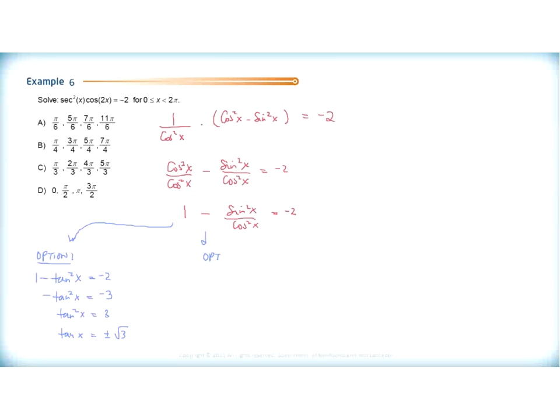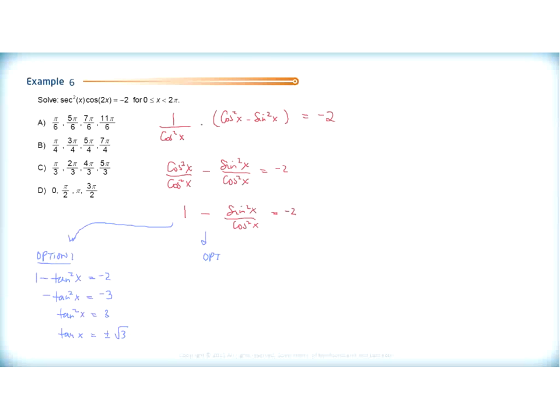I think if I were doing this, I might go with option 2. Option 2 would be to multiply through by the LCD, which is cosine squared. So let's multiply everything through by cosine squared x. So let's think about multiplying both sides of the equation by cosine squared.